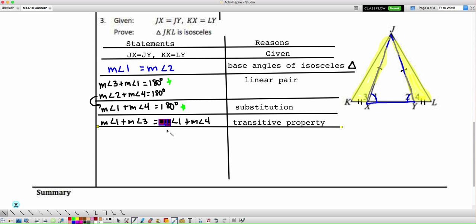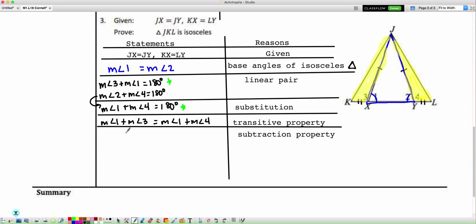And notice that you have angle 1s on both sides, so I could subtract them out. So subtraction property would leave me, if I subtracted angle 1, with the measure of angle 3 equals the measure of angle 4, which is perfect because I wanted to prove that those two were equal to each other, and now I have.